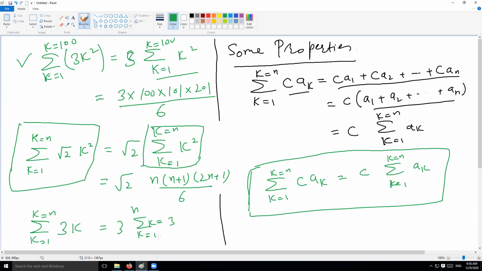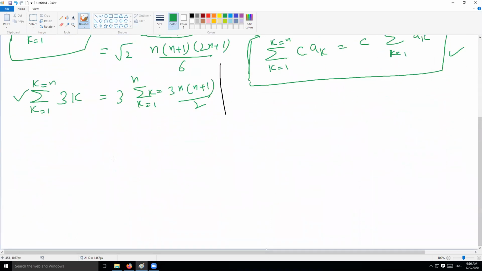Sir, n multiplied by n plus 1, upon 2. Exactly. So n times n plus 1 over 2. So if you know the formula for the sum of k, you know the formula for the sum of 3k as well. So we saw that this property is really useful. It's a very useful property.